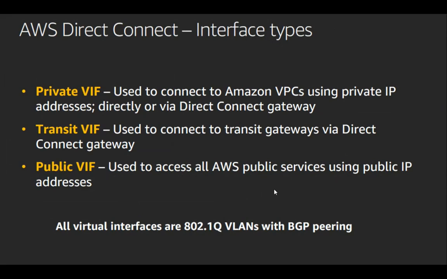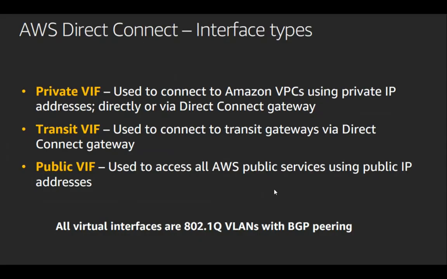Now we discussed interfaces, right? We discussed private VIF. Now let's explore them in detail. There are 3 types of interfaces supported by Direct Connect. One is private VIF, used to connect to Amazon VPCs using private IP addresses, directly or via Direct Connect gateway. We'll discuss the gateway. The gateway basically gives you the capability to use multiple regions for Direct Connect. So if you have a multi-region deployment, using multiple AWS regions, then you can use Direct Connect gateway.